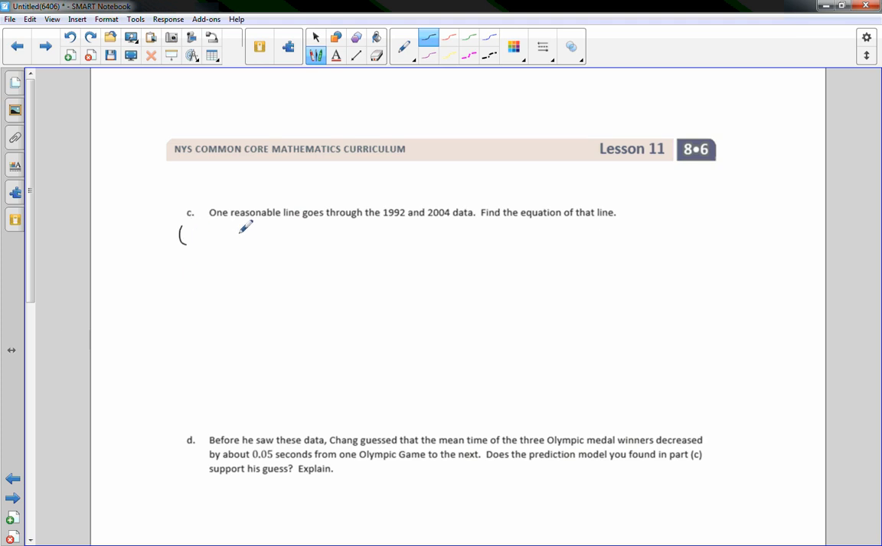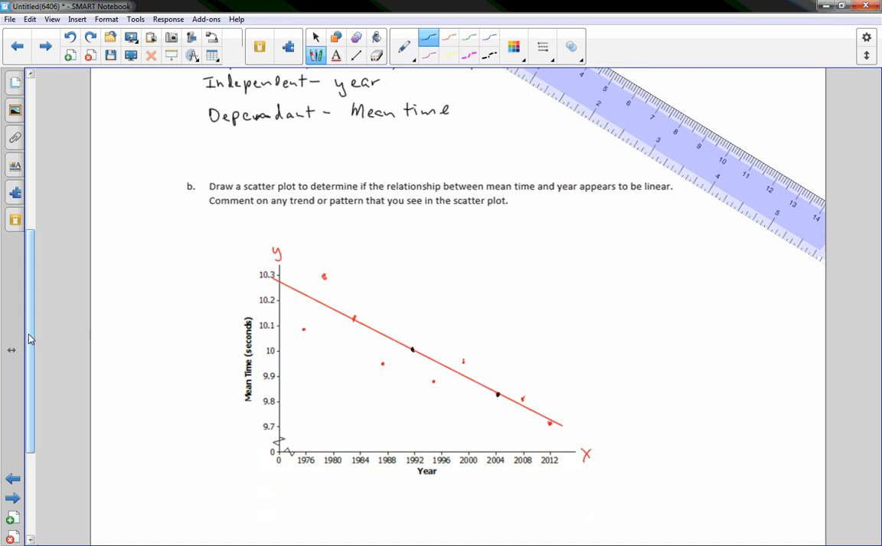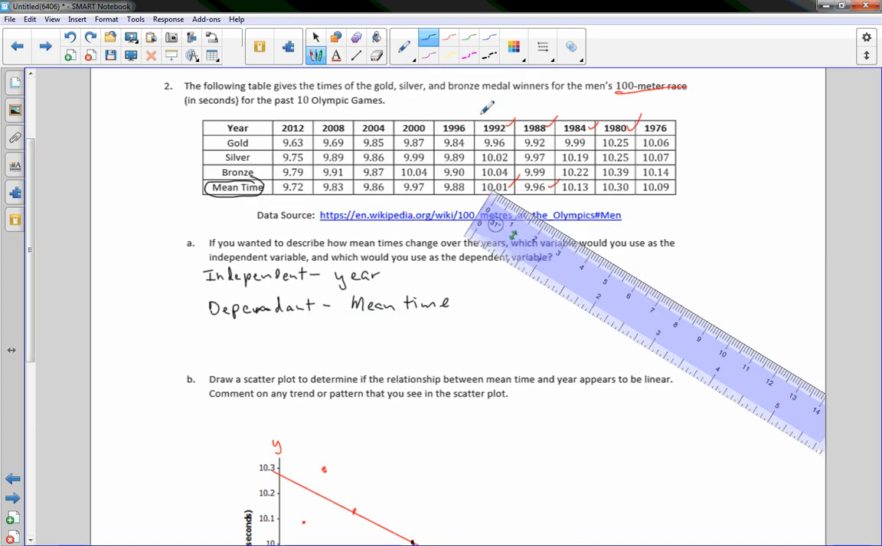So what they're telling us is we have an X and a Y. 1992 is the year. That is our X. 2004 is our year. That is our X. Our Y is our time in those years. So in 1992, it is 10.01. 1992 was 10.01.